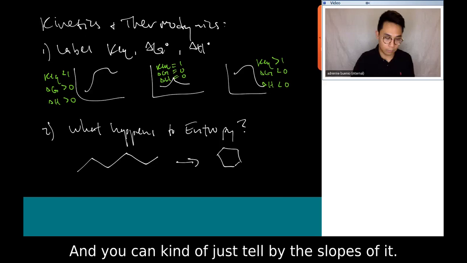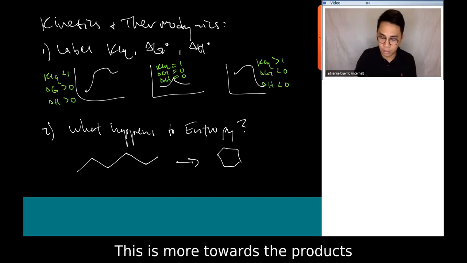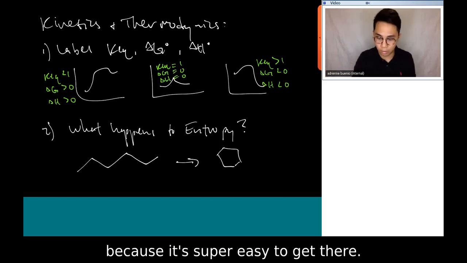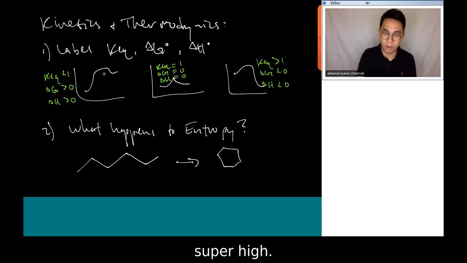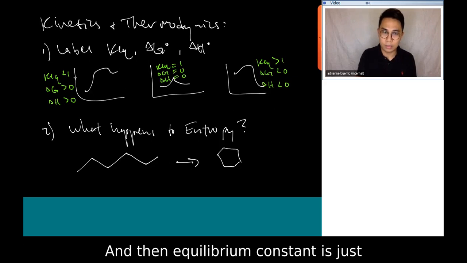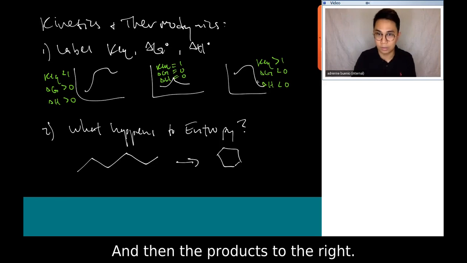And you can kind of just tell by the slopes of it, right? This is more towards the reactants because it started off down here. This is more towards the products because it's super easy to get there. The activation energy is super low compared to this one, super high. And then equilibrium constant is just going again to the reactants, which is to the left, and then the products to the right, right?